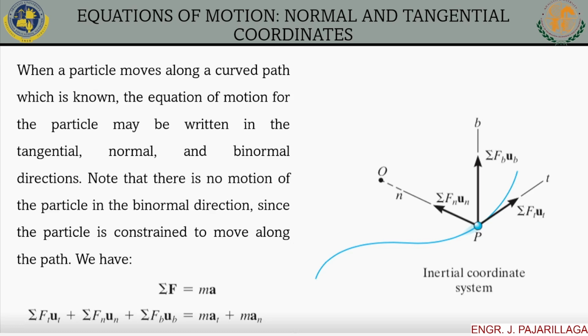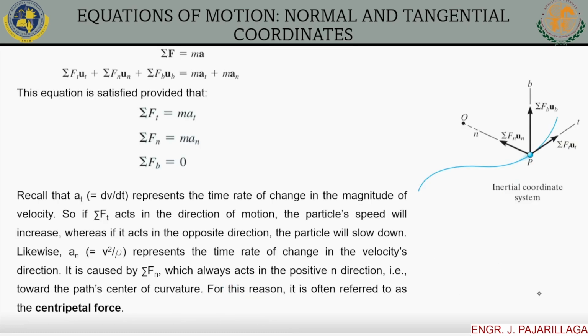So, sabi dito, note that there is no motion of the particle in the binormal direction. So, isang consideration natin is there is no motion. Hindi dapat gumagalaw yung particle on three axis. So, gagalaw lang dapat siya on the normal and tangential plane. So, hindi dapat siya gumalaw on the three axis. Kung ganon yung condition, we can use this relationship. The summation of forces pa rin is equivalent to the mass times the acceleration. Okay?